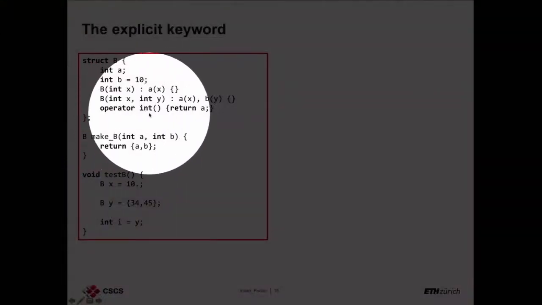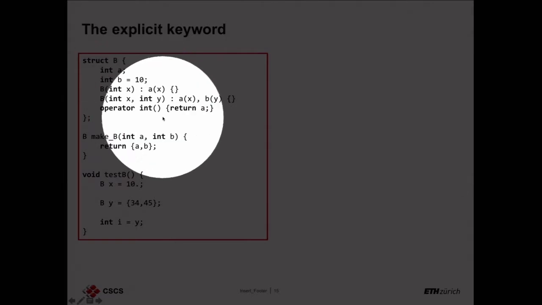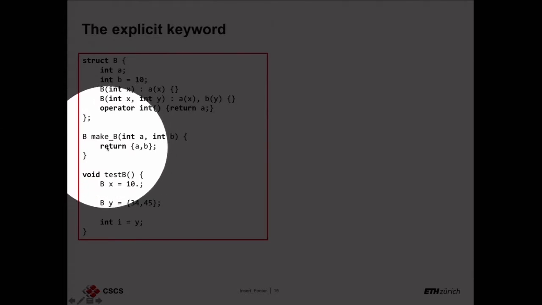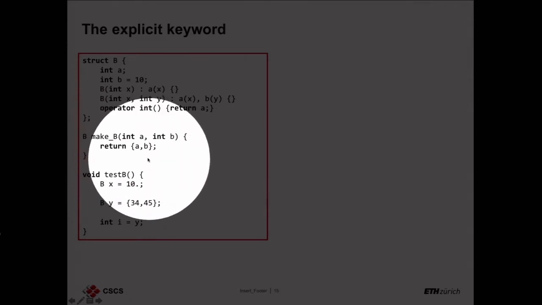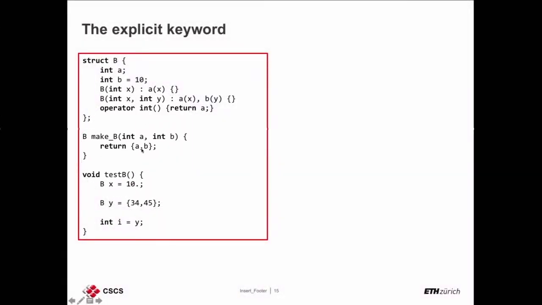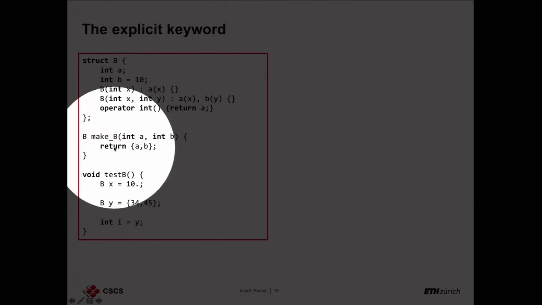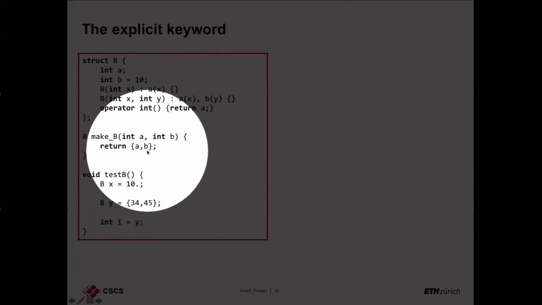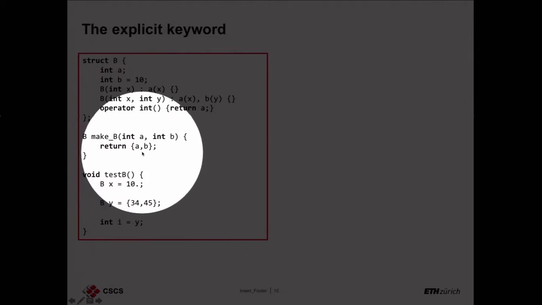And you have an operator int, which is a conversion operator, okay? Which means that I can convert B into an integer. And then I have a function, make B, that takes two integers and constructs B with this syntax over here. Now, this syntax is referred to as uniform initialization, right? I return curly braces A and B. I know that I'm returning B, so I'm looking for a constructor for B that takes A and B.